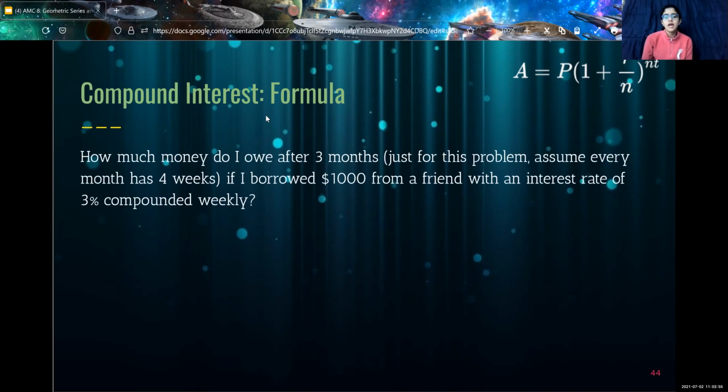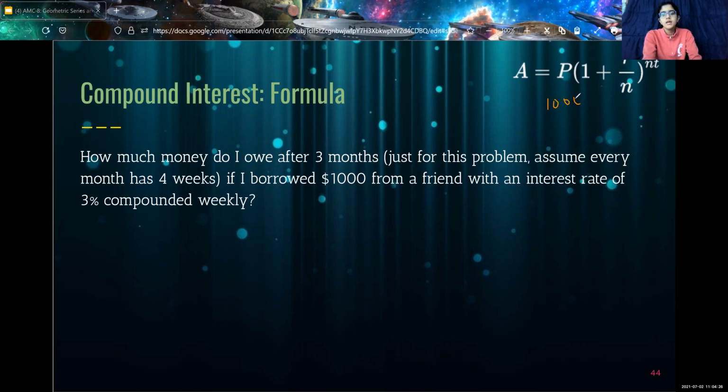If I borrowed $1,000 from a friend with an interest rate of 3% compounded weekly, how much money do I owe after 3 months? And just assume every month has 4 weeks for this problem. So I will solve this, right? If I borrow $1,000 from a friend, that means the principal is 1,000.